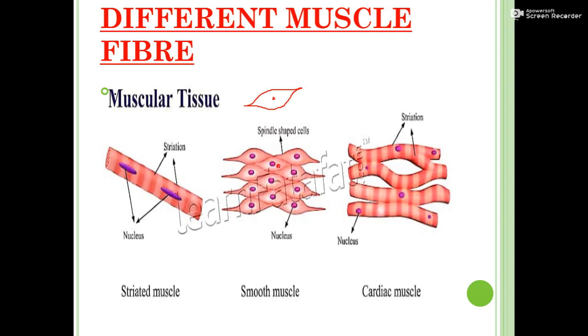And they are involuntary. Involuntary means they do not work according to our wish. So all the muscles which are present inside our body which do not work according to our wish, these are spindle muscles or the smooth muscles. So that's why these are also known as involuntary muscles.